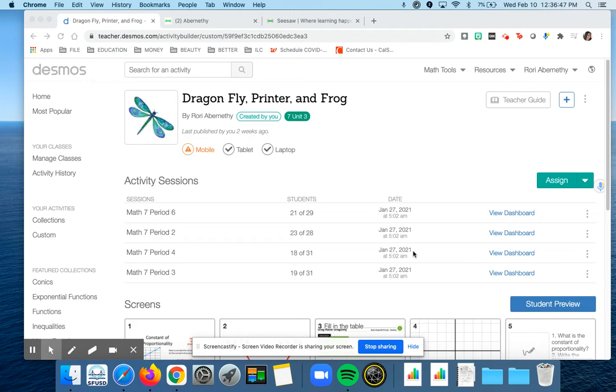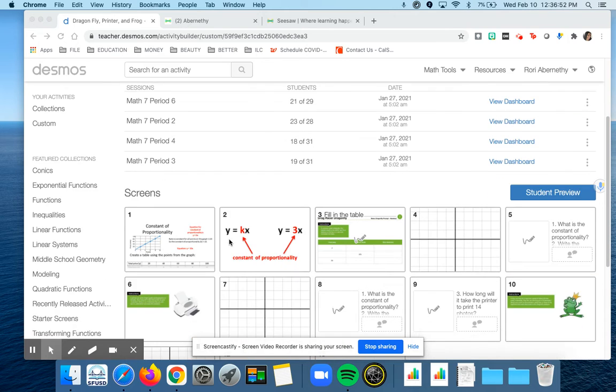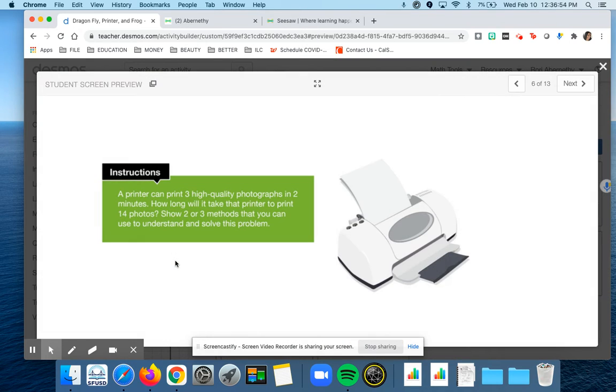Hi everyone, this is the activity Dragonfly, Printer, and Frog. So we're going to take a look at how to do slide 6.